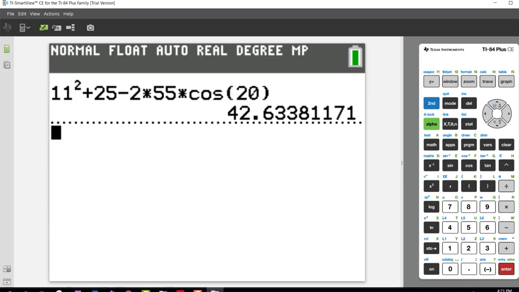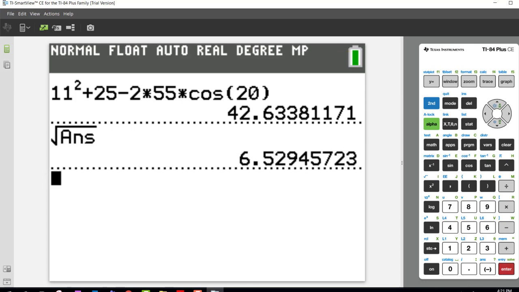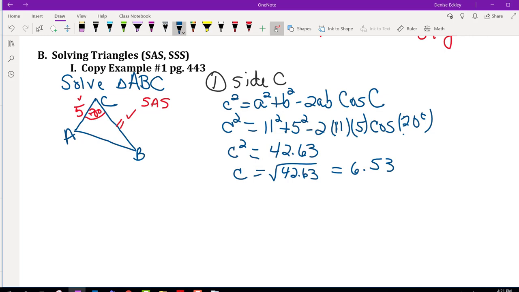Then what I'll do is take the square root of that, and I can round that way. It just becomes a lot more accurate, your answer. All right, so that's side C. So now I can write that down. So that's 6.53. Now what we have to do is find the other two angles.